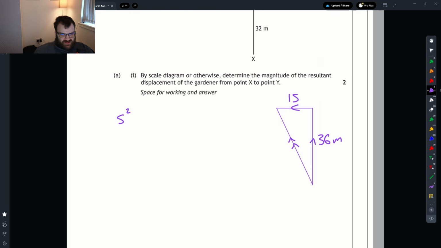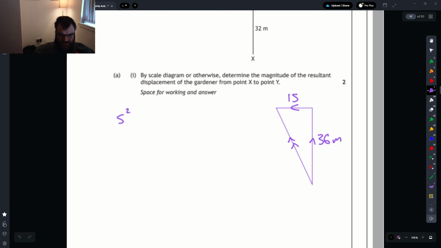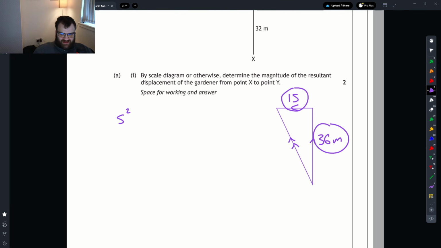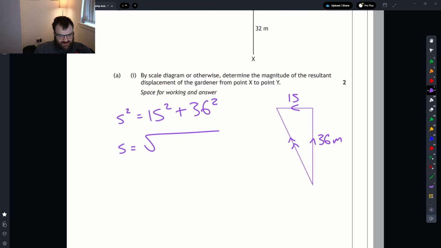So this is us using Pythagoras. People write it in different ways, but the squares of these two added together will equal the square of the one we're trying to work out. So the square of the displacement is going to equal 15 squared plus 36 squared. So our value is going to be the square root of 1521, which gives us 39 meters.